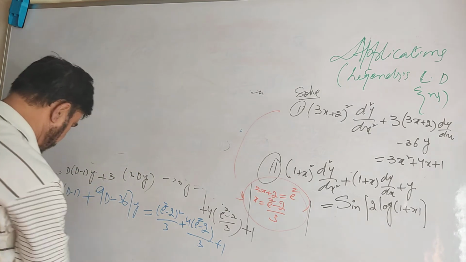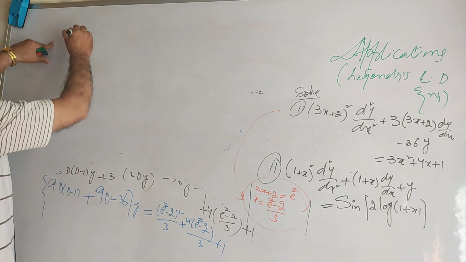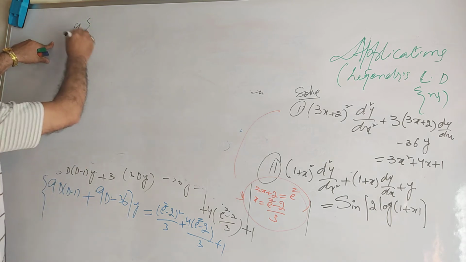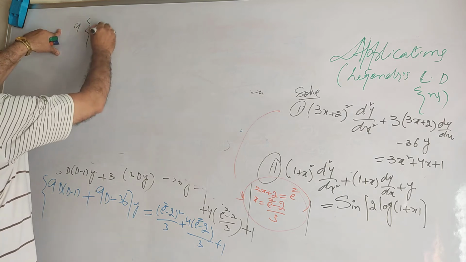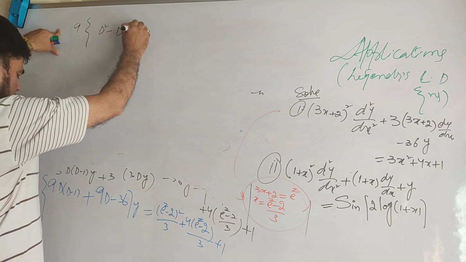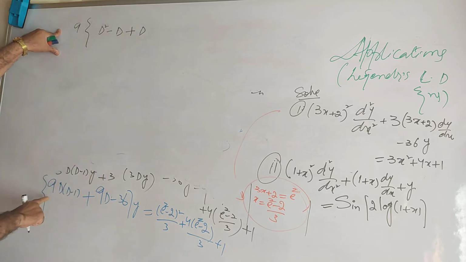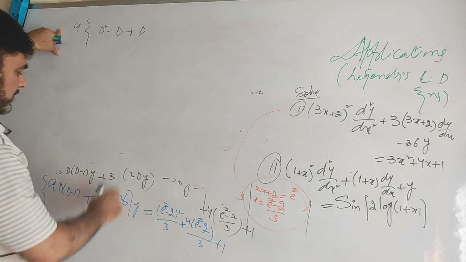You see where we go. We can take 9 out. It is D square minus D, plus D. Taking 9 out, D square minus D. 9 is out. It is plus D. It is minus 4.